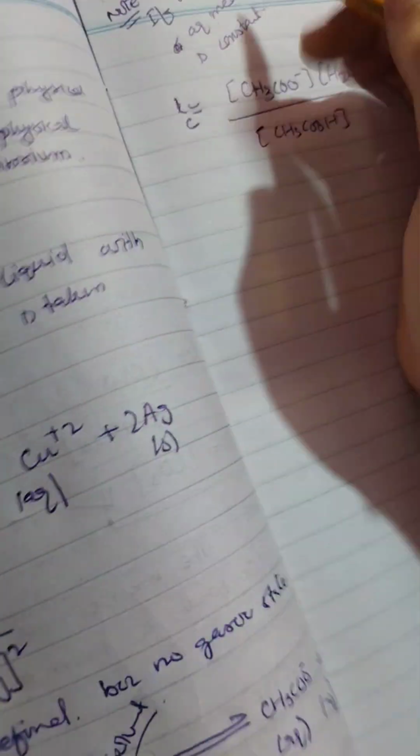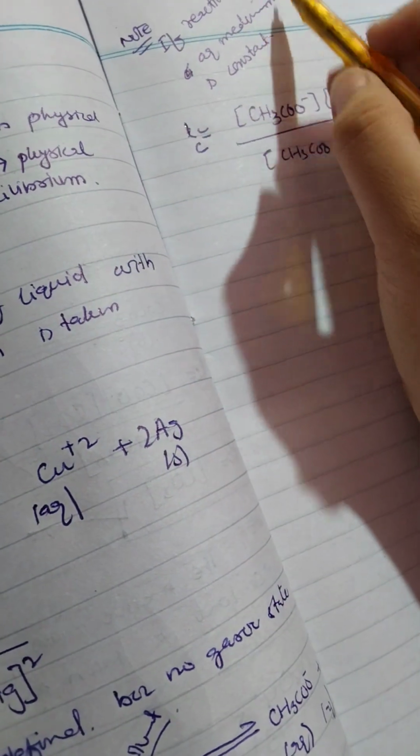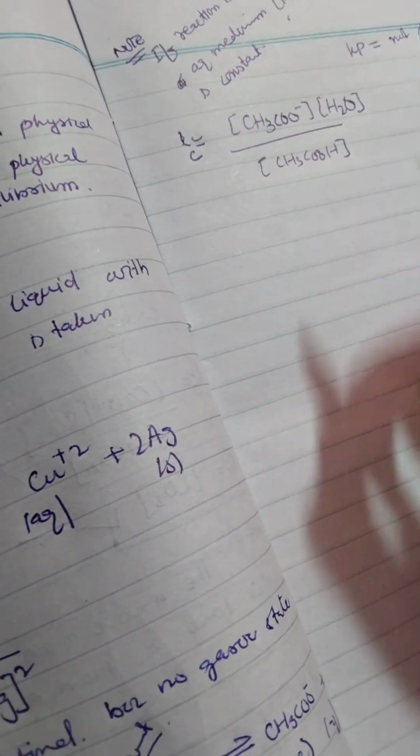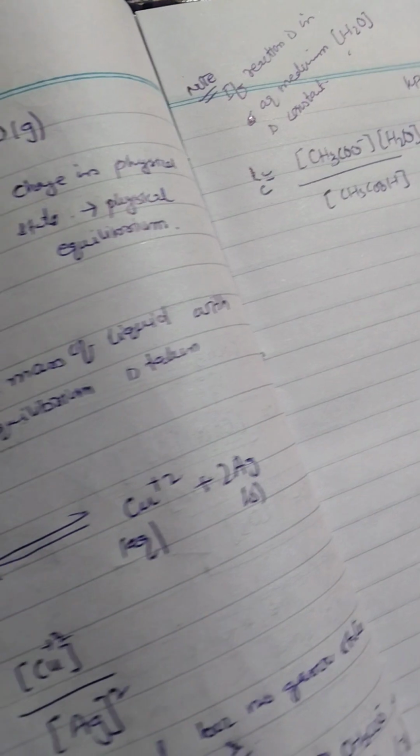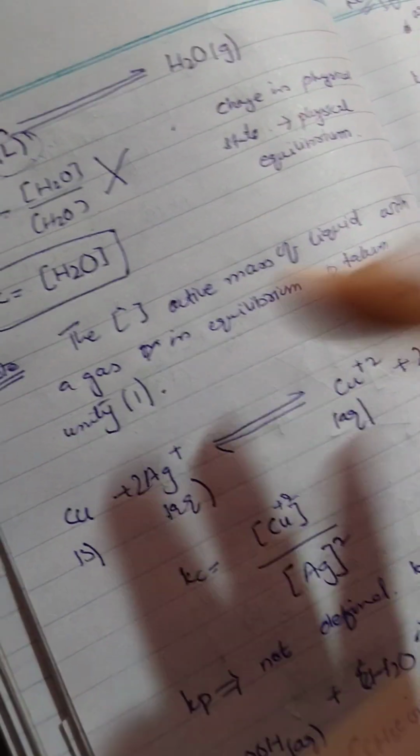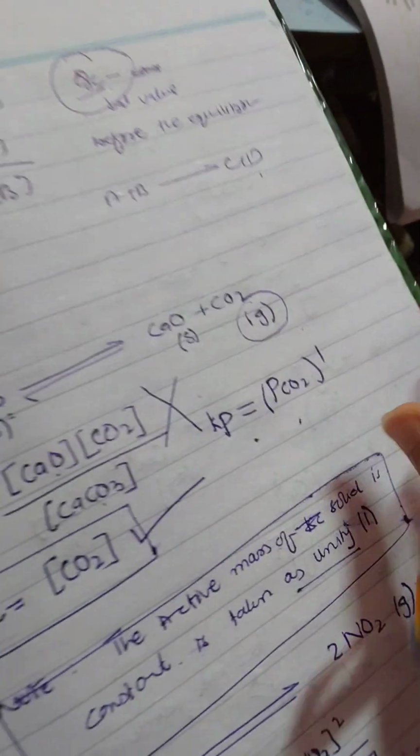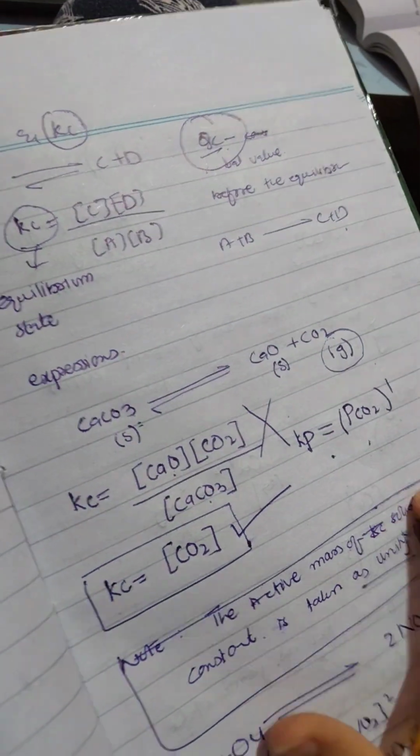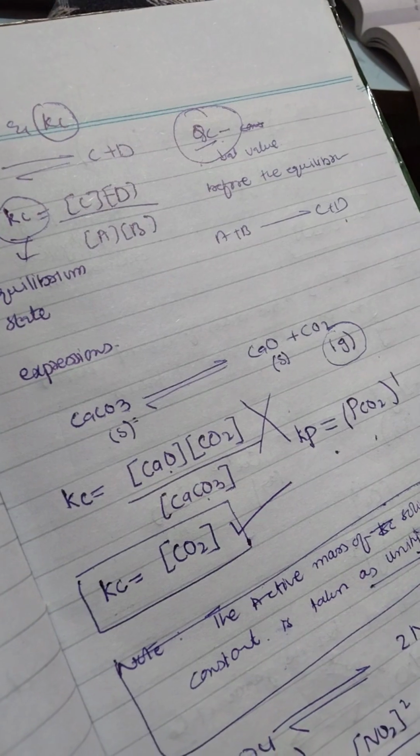So I hope these three notes are clear to you. If the reaction is in aqueous medium, then the active concentration of water will be constant, and the active mass or the concentration of liquid will be constant with a gas, and the active mass of solid will be taken as unity, right? So I hope this is clear to you.